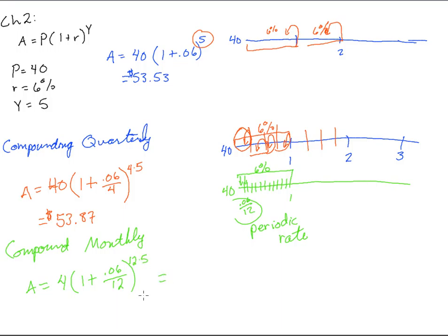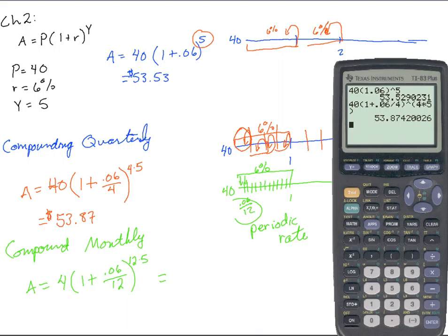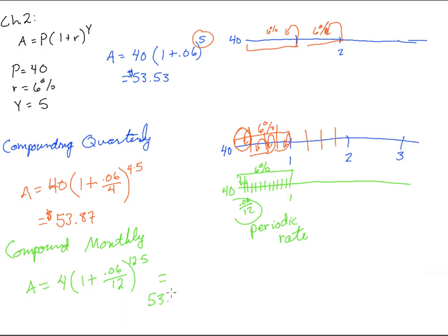And that's going to equal, let's pull out our handy dandy calculator. We've now typed in 40, 1 plus 0.06 divided by 12 to the 12 times 5, and we get just a little bit more, 53.95. So with this compounding, the more often it happens, you get 1/12 as much interest, but it compounds in and then earns interest the rest of the time. So the more compounding, the better.